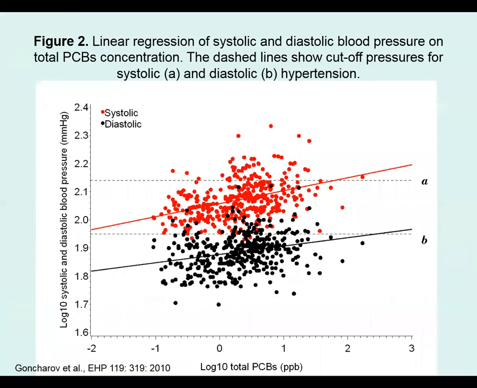This is a plot of systolic blood pressure in red and diastolic blood pressure in black in this population. The dashed lines show the boundaries between systolic and diastolic hypertension. Several things are apparent. There is a tendency for blood pressure to be higher with the log of the total PCB concentration, and even within what would be considered the normal level of blood pressure, the higher the PCBs, the higher the blood pressure.